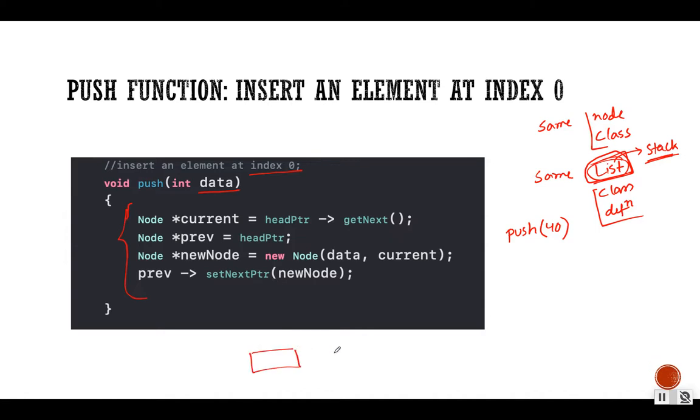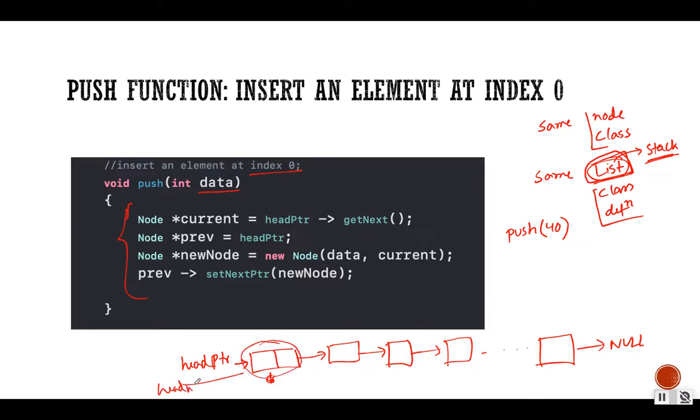So let's see, given a stack that looks like this. It doesn't matter how many values are in the stack. We have the head pointer pointing to the head node, and this is the first node in the existing stack. Let's say the values are 30, 20, 10 and the rest of the values. Let's say we are going to insert 40.